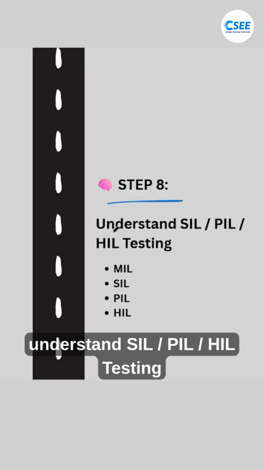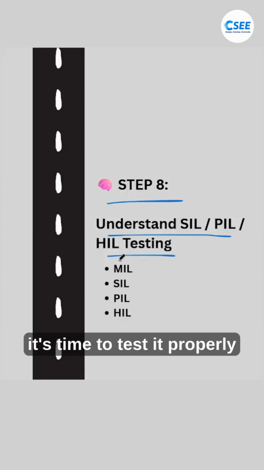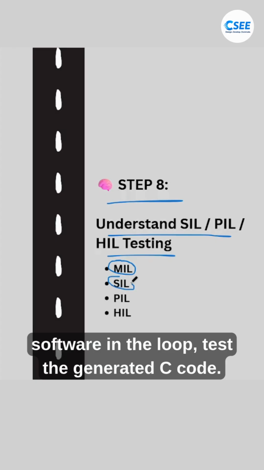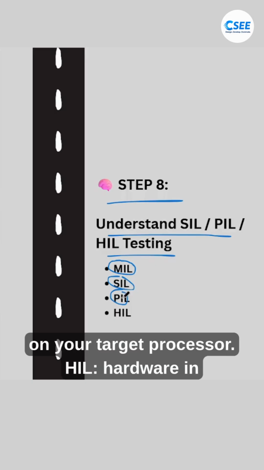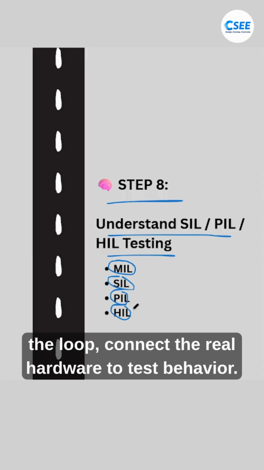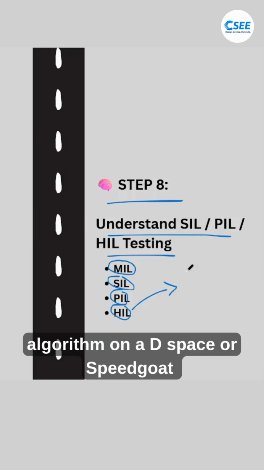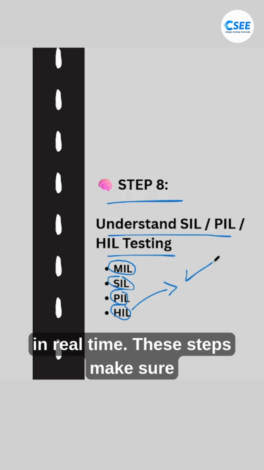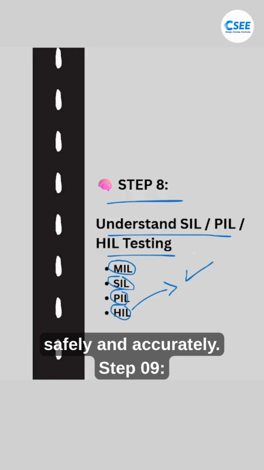Step 8, Understand SIL, PIL, HIL testing. Now that you have code, it's time to test it properly. MIL, model in the loop: test your Simulink model. SIL, software in the loop: test the generated C code. PIL, processor in the loop: run the code on your target processor. HIL, hardware in the loop: connect the real hardware to test behavior. Example, run your motor control algorithm on a dSPACE or Speedgoat setup and check how it behaves in real time. These steps make sure your code works exactly like your model, safely and accurately.